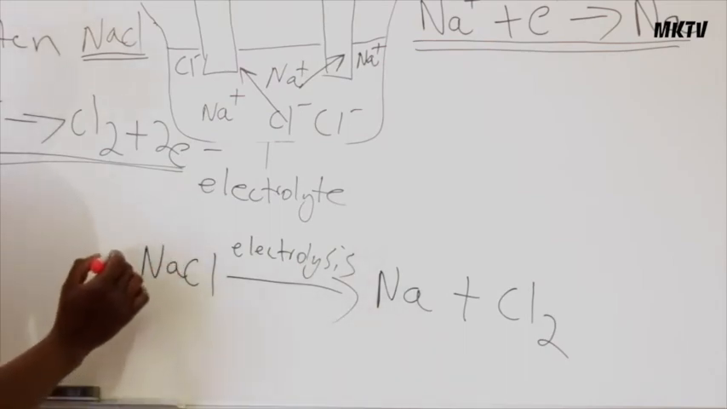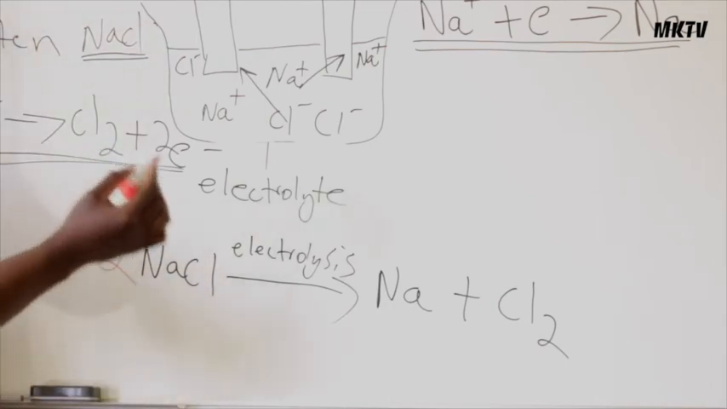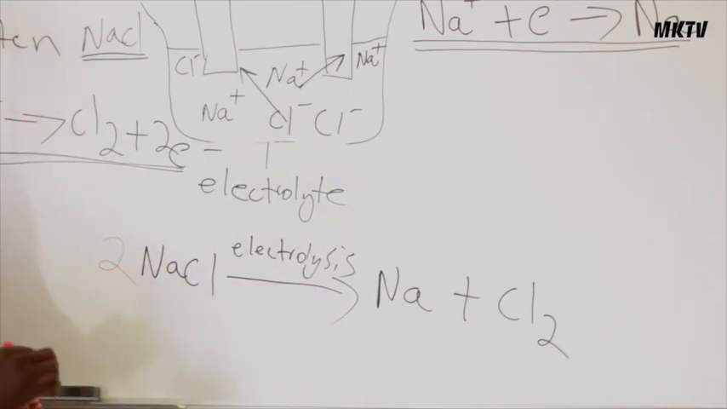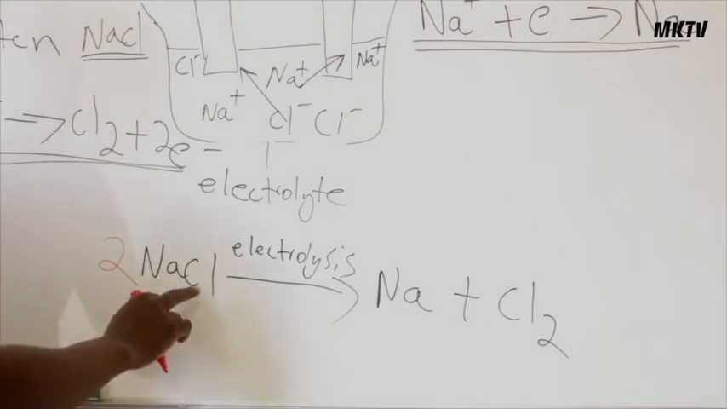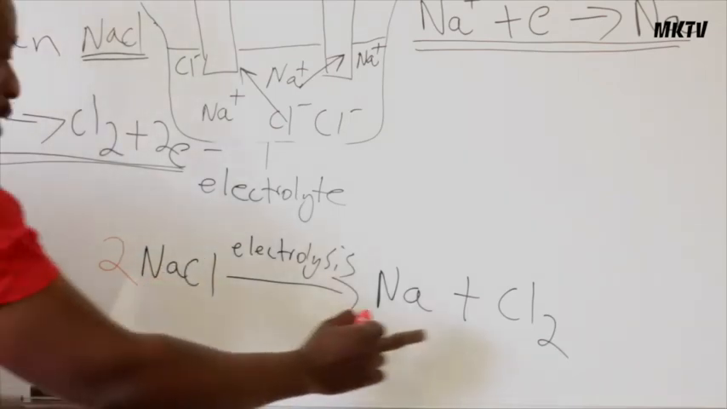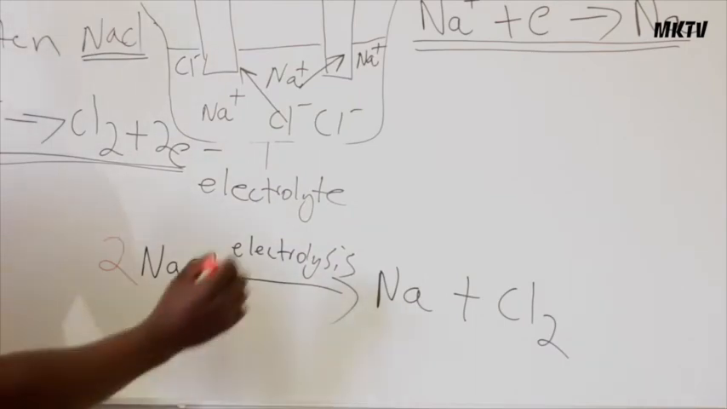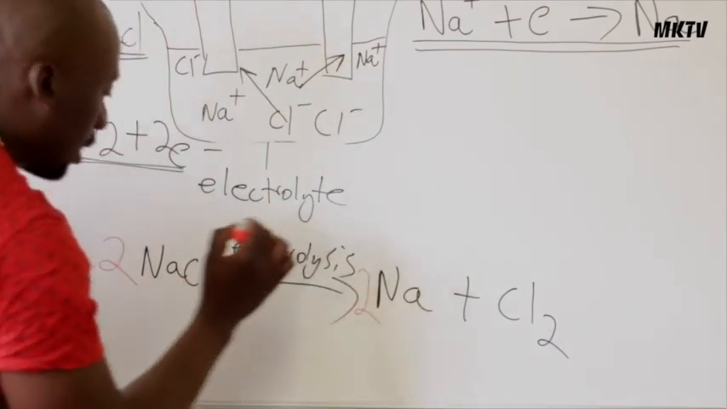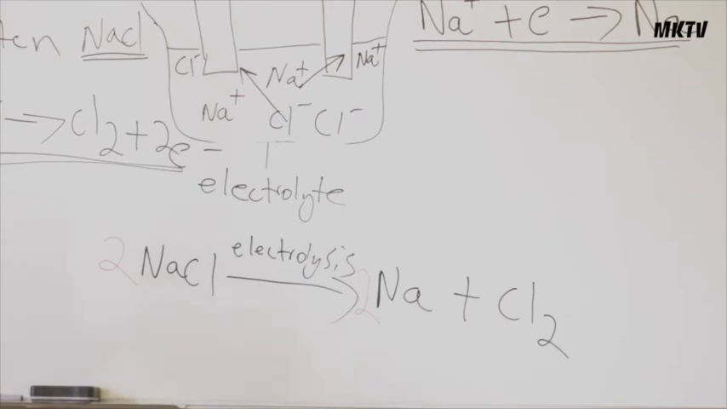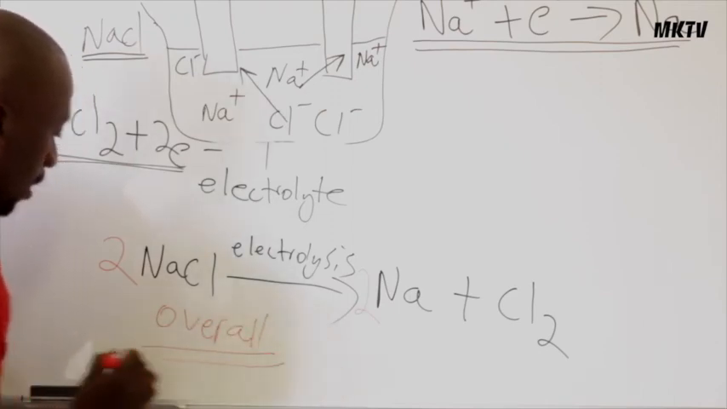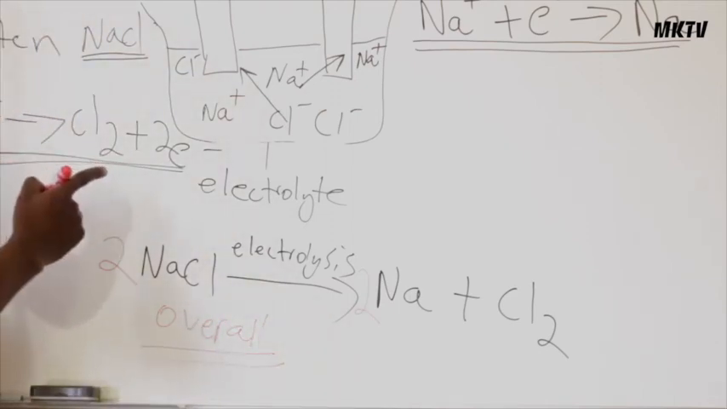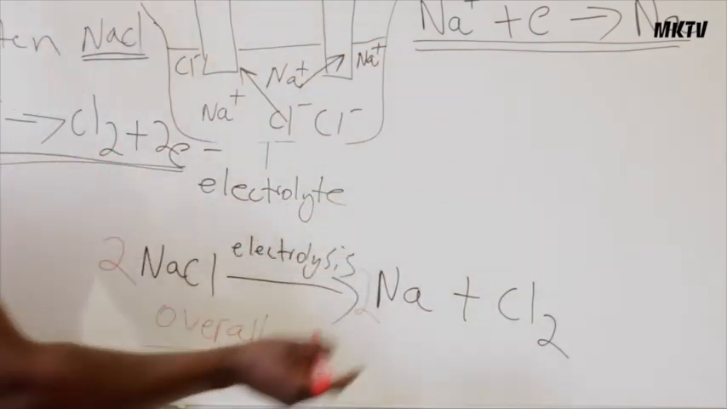When we balance them, we also make sure that on the product side and on the reactant side, the numbers are equal. So now we have two sodium, and then we have two chlorines. Here we have two chlorines, here we have only one sodium. So it means we have got to put another two here. Now our overall reaction is balanced. This one is the overall. Here is the anode reaction, here is the cathode reaction.